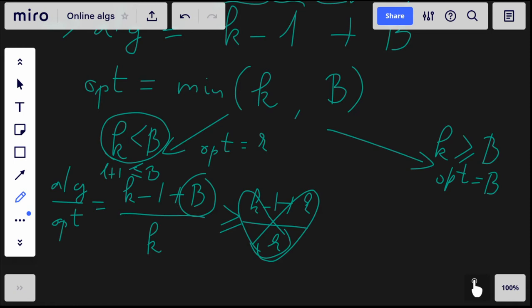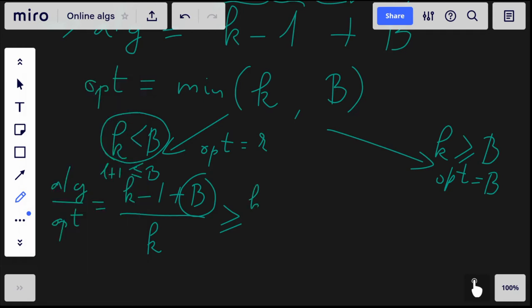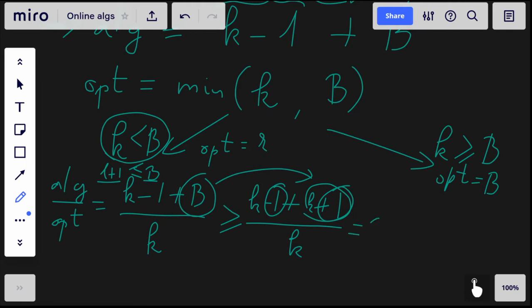Since both of these are integers, if K is smaller than B, then K plus 1 is smaller than or equal to B. And this is somewhat more usable because it makes K minus 1 plus K plus 1 here. So K plus 1 is used as a lower bound, divided by K, and now the plus 1 and the minus 1 magically cancel each other out, and then we just have 2. I wanted to make sure that K does not occur in the end result because it should be independent of the input. In this case, the competitive ratio of the algorithm is proved to be at least 2, which is of course at least as large as 2 minus 1 over B, so it's fine.